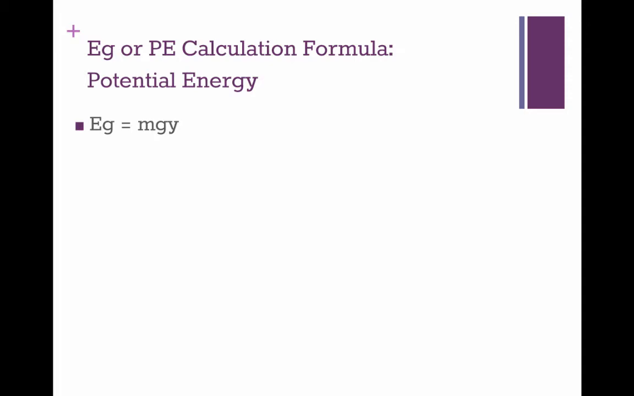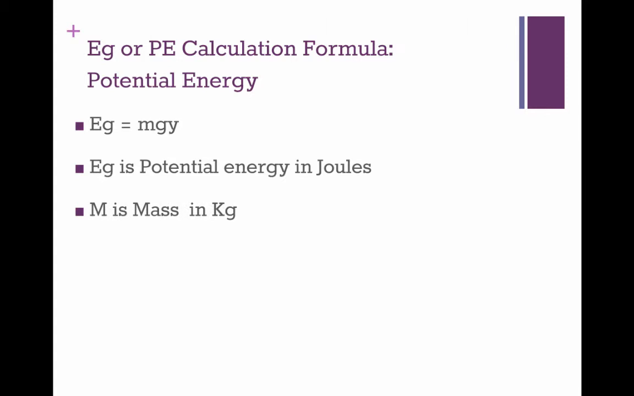So on your formula sheet, put the equation for EG. EG is equal to mgy or mgh. EG is the potential energy measured in joules. M is the mass in kilograms. G is gravity in meters per second squared, and Y is the height in meters. Again, be sure that you get this written down on a formula sheet and you understand that EG is mgy. Always be sure when you do any problem that your units are correct.